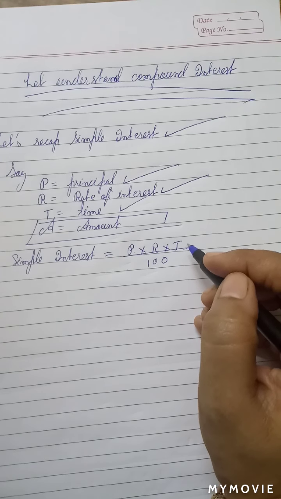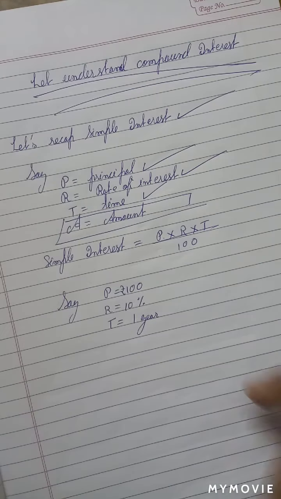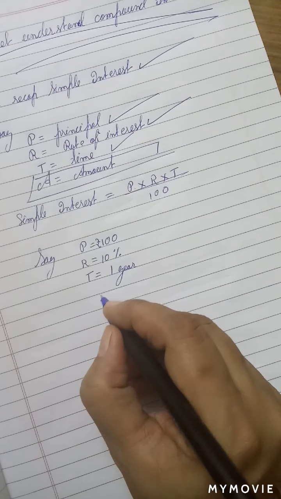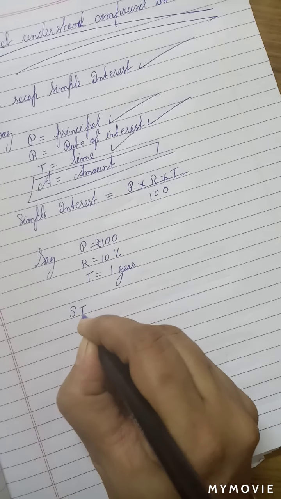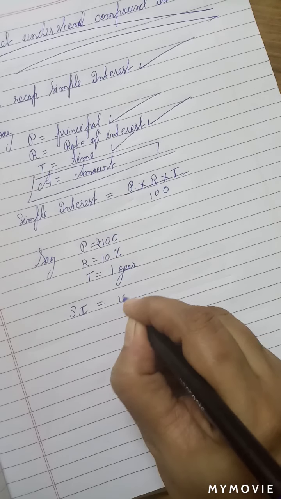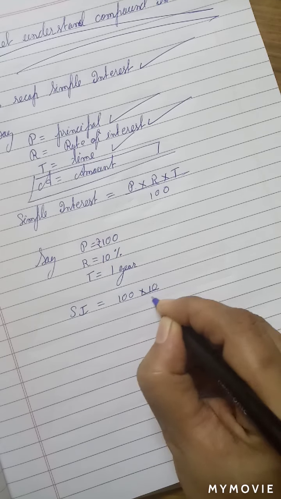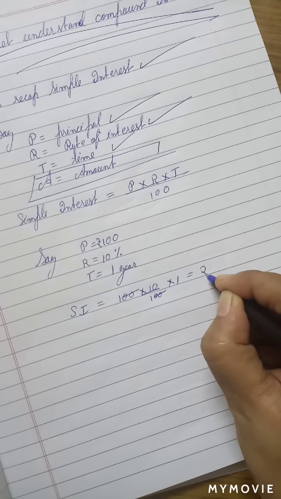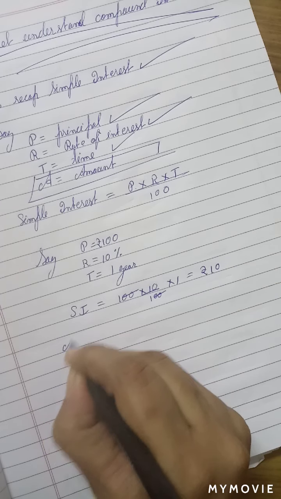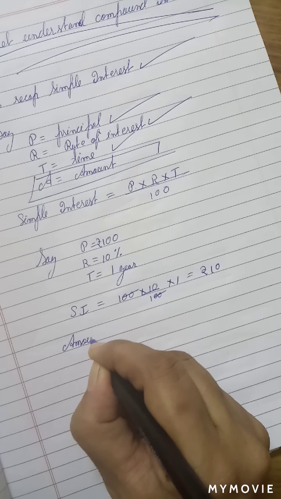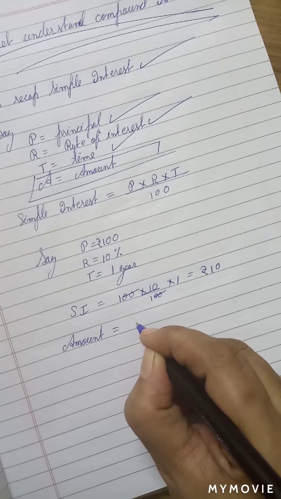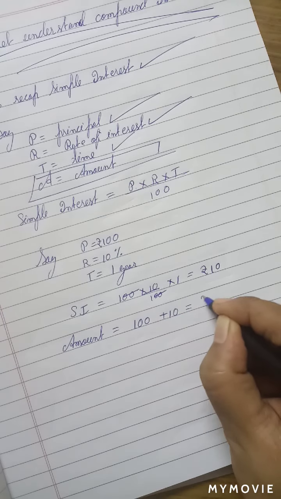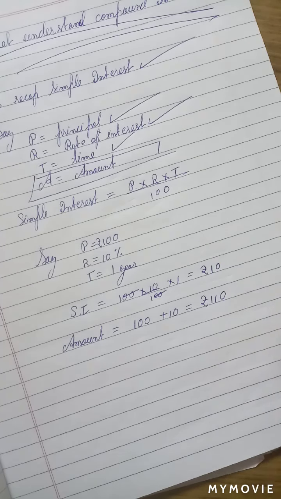Now let's understand it with the help of a simple example. Say P equal to 100, R equal to 10% and T, that is the time, is equal to 1 year. So the simple interest is going to be 100 into 10 by 100 into 1. So it's going to be rupees 10 and the amount is going to be principal plus simple interest. So it's going to be 100 plus 10. It's going to be rupees 110.